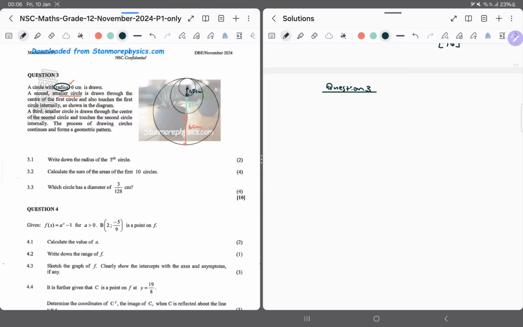Now we are told that the process of drawing circles continues and forms a geometric pattern. Here is the most important. This gives us a geometric pattern. So that means the relationship between the sequence of these circles, whether in terms of their diameters or radii, even areas, would form the same geometric pattern.